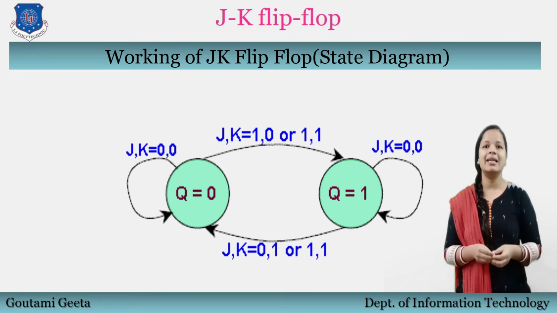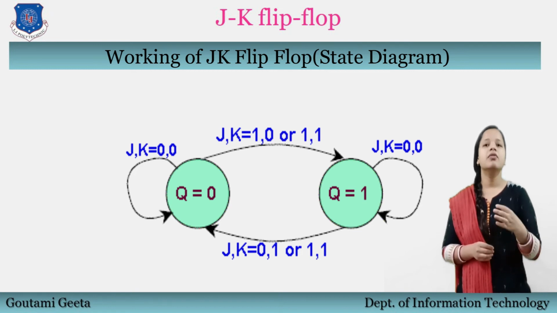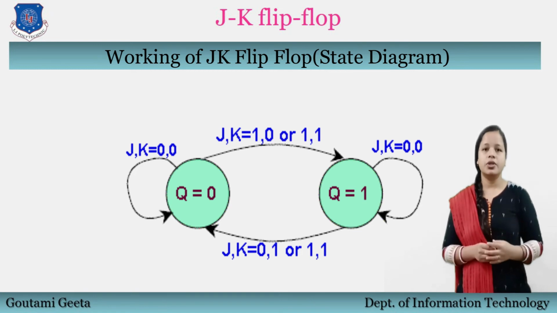is equal to 0 and K is equal to 1, or J is equal to 1 and K is equal to 1. When the current state is 1 and the next state is 1, then we give input as J is equal to 0 and K is equal to 0, or J is equal to 1 and K is equal to 0.